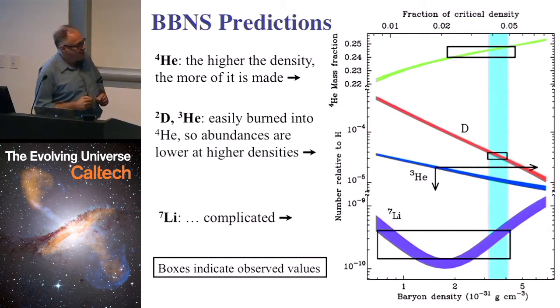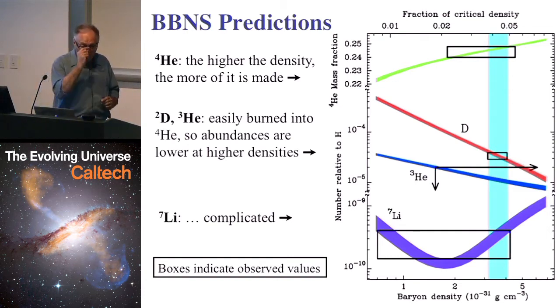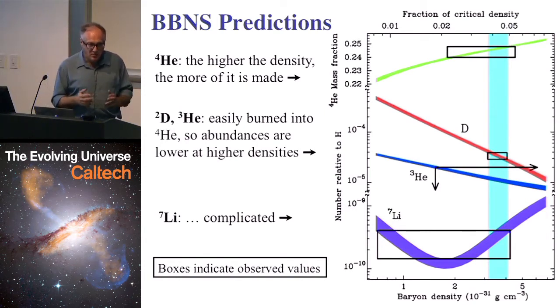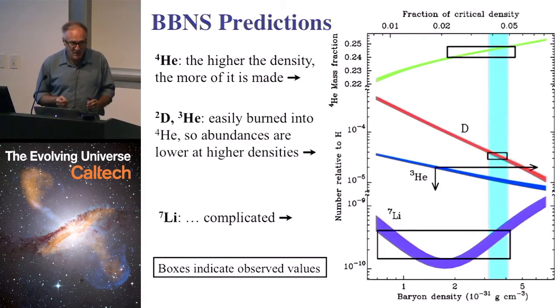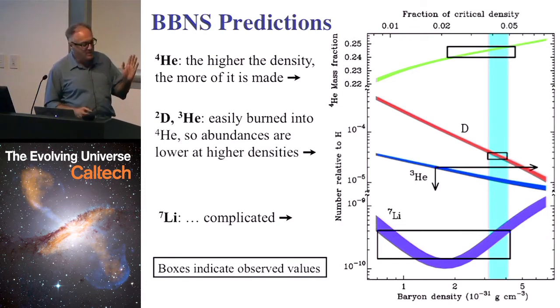And the smallest box, meaning the most precise measurement, comes from deuterium. Deuterium is really easy to burn into helium. And so it's going to be very sensitive to the density of baryons. If you have more baryons, you're going to get rid of the deuterium. It has no chance of surviving. If you have fewer baryons, you can still keep some. And so this is why it's the steepest line and the sharpest measurement.